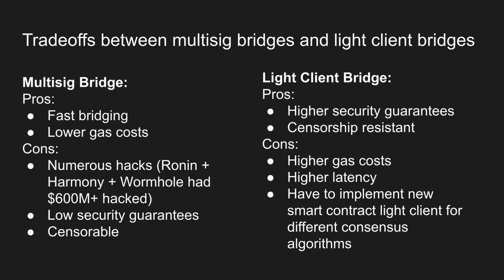Some of the cons are that it has higher gas costs, because you have to have an operator node paying the light client contract to keep the light client block headers up to date. It's also higher latency, because you probably don't want to ping the light client contract every single block since that's extremely expensive; you probably only want to do it periodically. Another thing is that it's less generalizable, because you have to implement a new smart contract light client for every different consensus algorithm you'd want to bridge, which can be annoying.